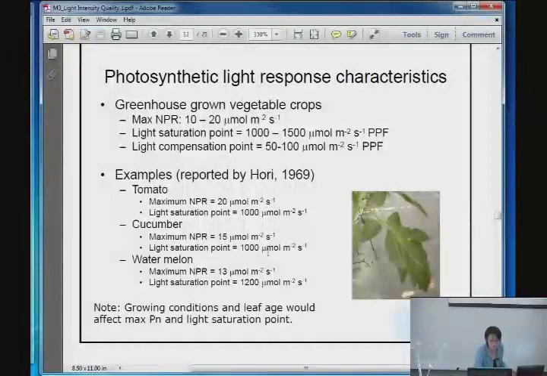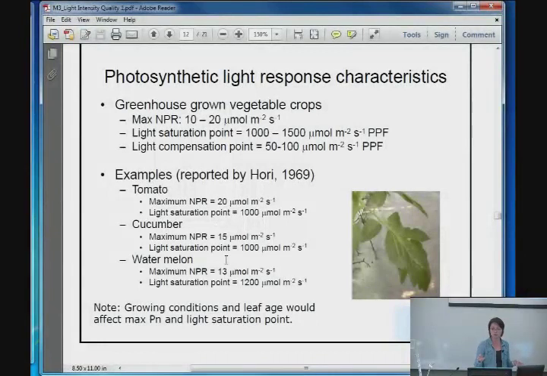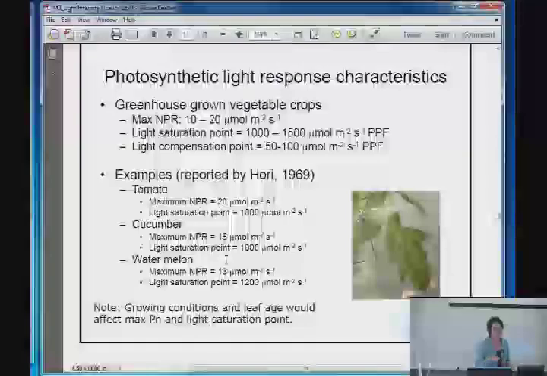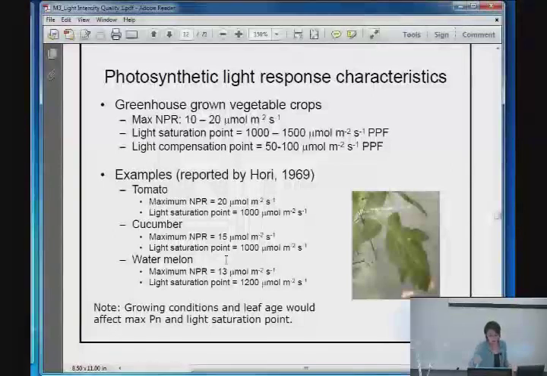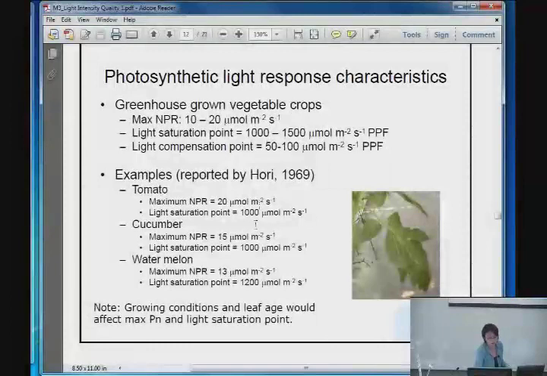And this is actually the reported value for tomato, cucumber, watermelon. Those values are affected by growing conditions, species, and maybe cultivars too. So it's not always the same, but you can see that tomato is relatively high compared to other crop species and things like that.